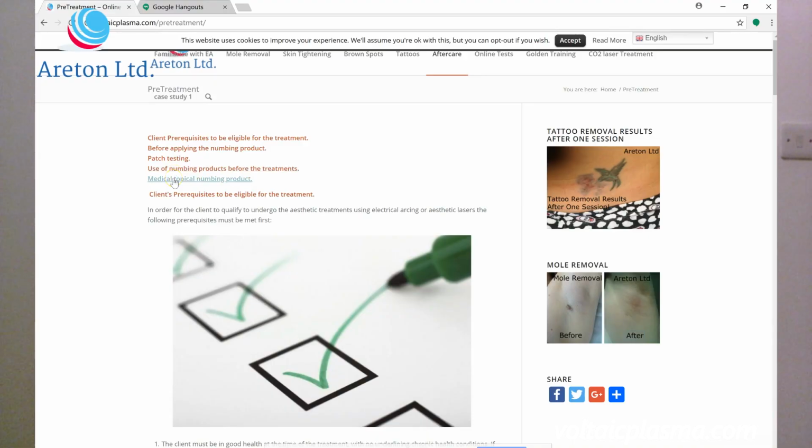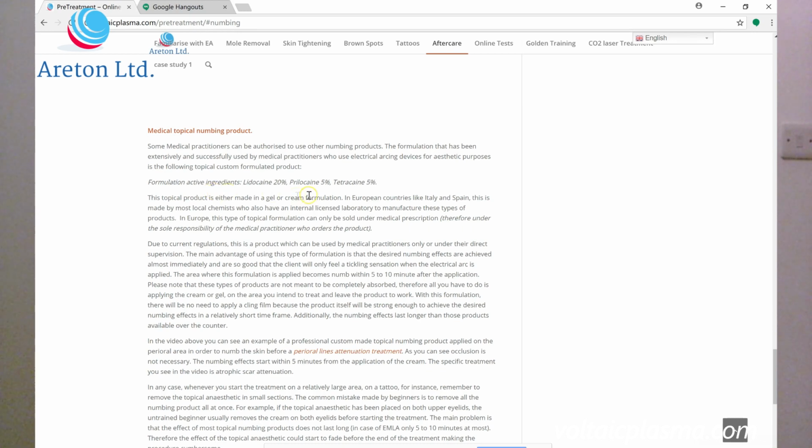Now the exact formulation is on our website on how to numb the area. Let's see whether I can actually go there. Medical numbing products. Look at this one. Look at this form. Can you see the formulation there?